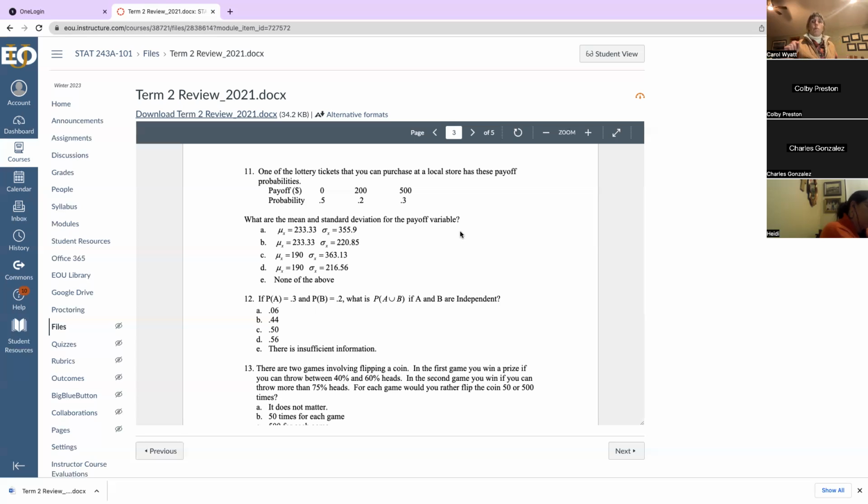That's like doing the mean, but squaring the x's first. And then minus 190 squared. This should give me my variance, and I get this number. Now to get my standard deviation from the variance, I'm going to take the square root of that number, and there's my 216.56. Now that was doing it all by hand. I'll show you how to do it using your calculator.